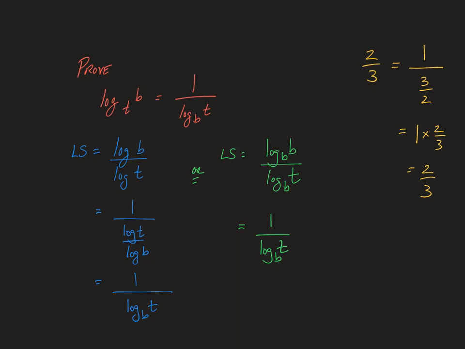Now, why is this proof meaningful? Because if you take a look at that red statement, if I have any log, I can interchange my base and my result if I move my log across its fraction line. So log b from base t is equal to 1 over log, and now I see my base and my result flipped, t from base b. Let's take a look at this in practice.